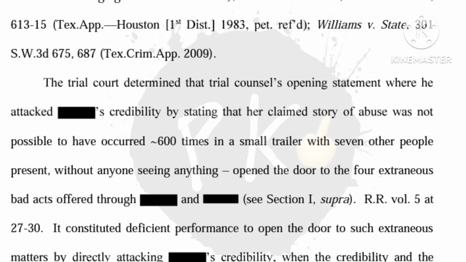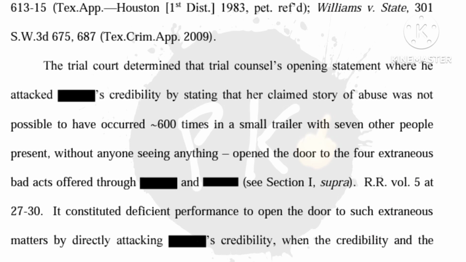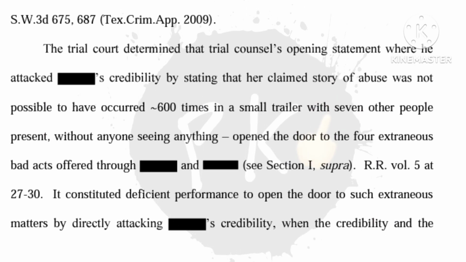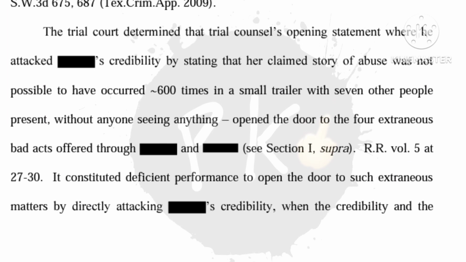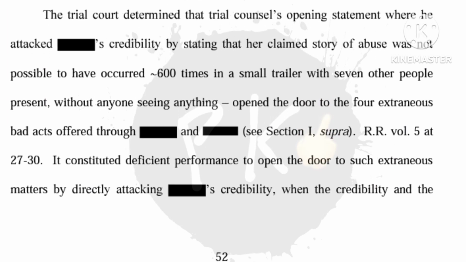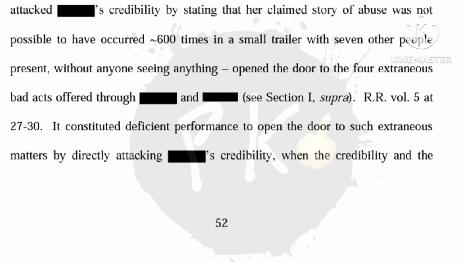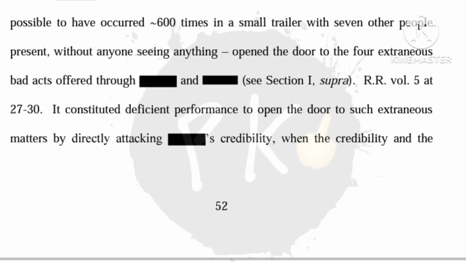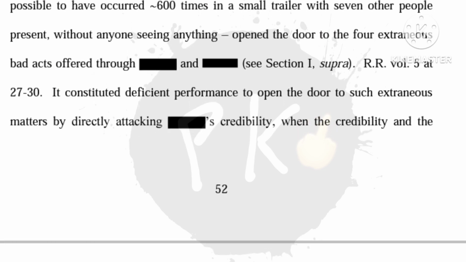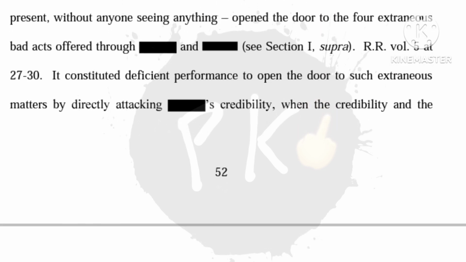The trial court determined that trial counsel's opening statement, where it attacked BW's credibility by stating that her claimed story of abuse was not possible to have occurred 600 times in a small trailer with 7 other people present without seeing anything, opened the door to the 4 extraneous bad acts offered through BW and JW.